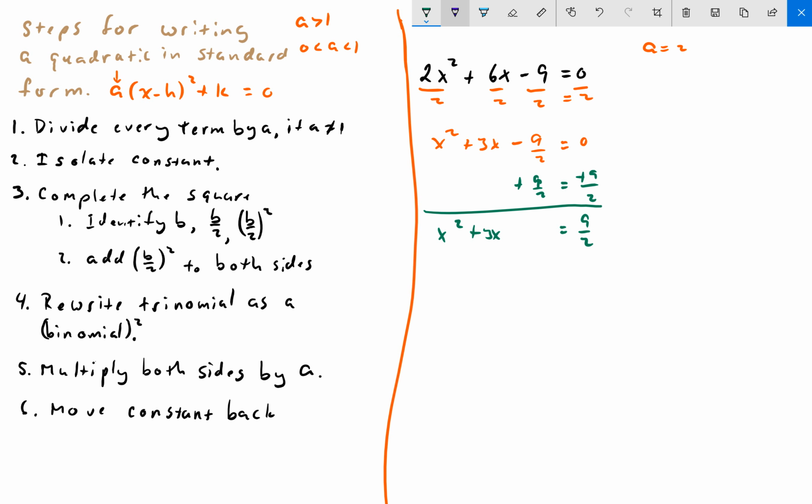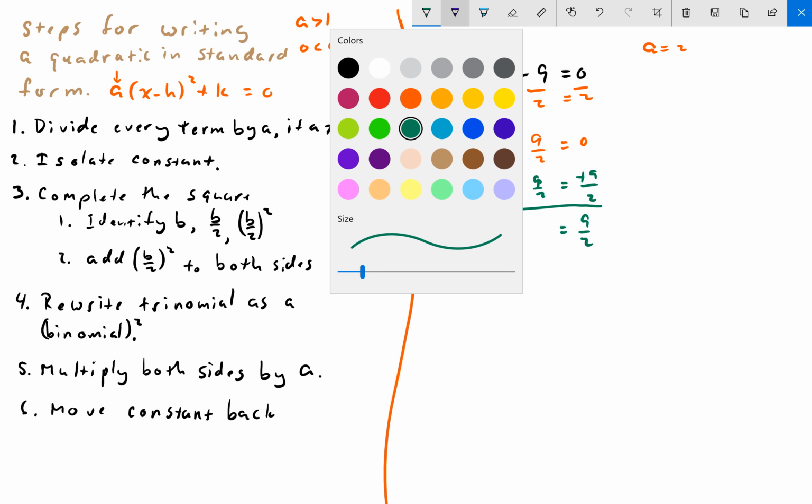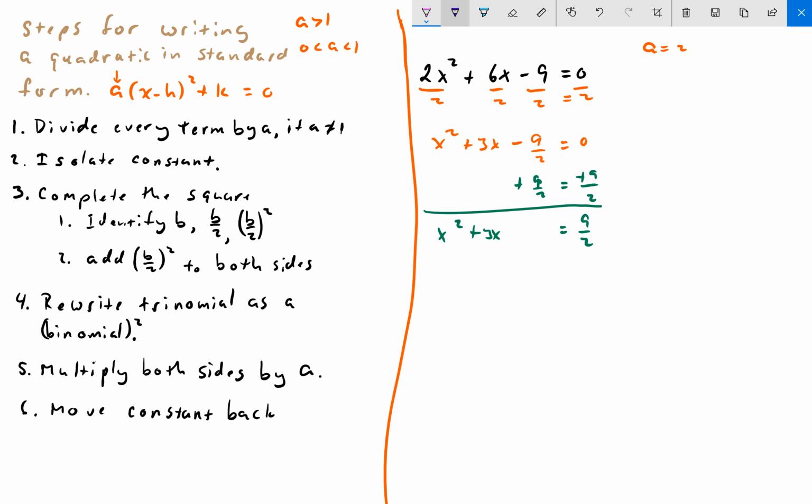Now, it says complete the square, so this is my third step. I'll do it in this pink. Third step says identify b. Well, right now my b equals 3. Now I want to be perfectly clear. Originally my b was 6 right here, but we're not using that one. We're now using what happened after I divide everything by a. So my b equals 3. My b over 2 equals 3 halves, which means my b over 2 squared is 3 halves squared, which is 3 halves times 3 halves, which is really 9/4. Now I'm going to add 9/4 to both sides.